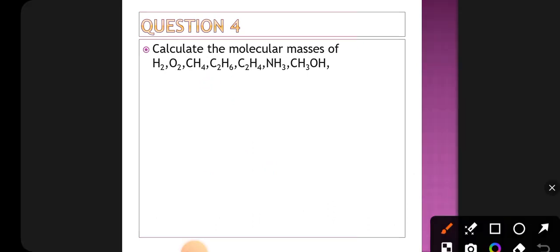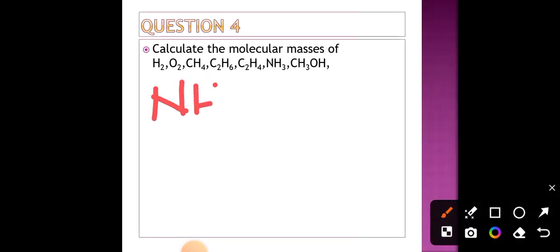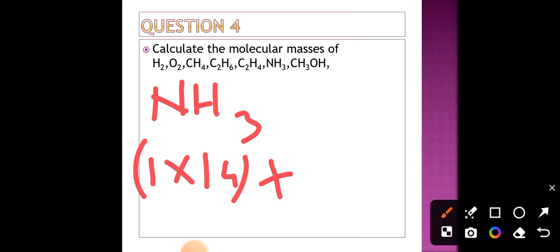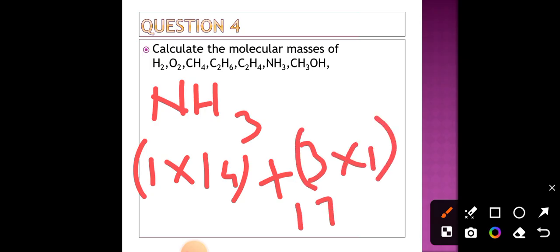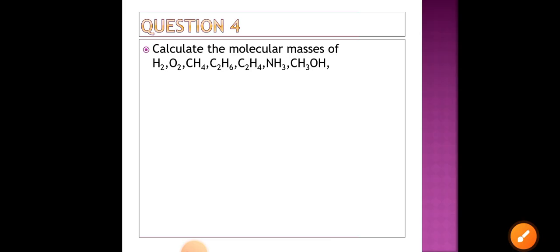Now let's take one more example, ammonia. Let's solve ammonia. What's the atomic mass of nitrogen? It's 14 plus 3 into 1. 14 plus 3, 17 U. So the molecular mass of ammonia is 17. Okay, so that means that one molecule of ammonia weighs 17 gram, 17 U. So it's like that. Okay, students. So like this, we can solve many problems.